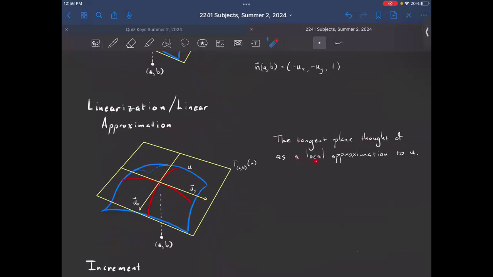The tangent plane thought of as a local approximation to U, which just means once you get the tangent plane, if you want to know the value of the function a little bit away from this point AB, maybe you plug in A plus epsilon, B plus delta a little bit away, then if the tangent plane approximation is a good one, the z value of the tangent plane at that same point should not be too different from the value of the function at that point. There might be a slight error, but it should be small if you're close to AB.